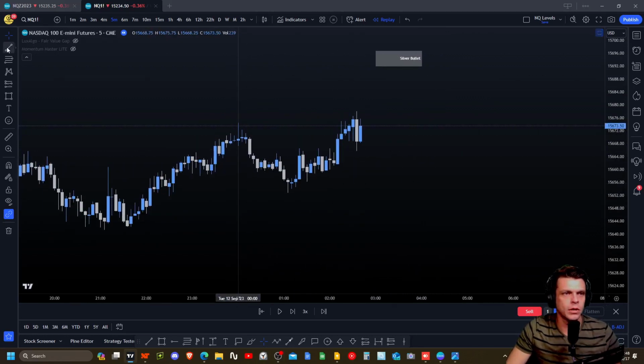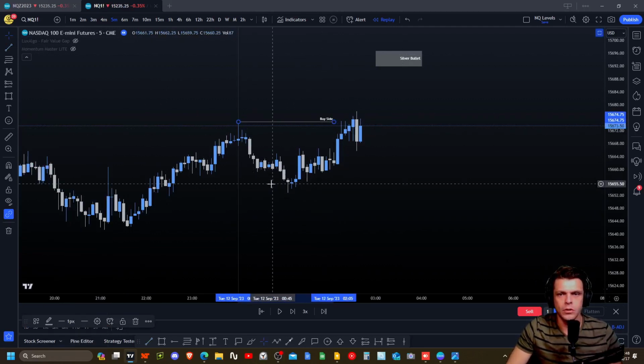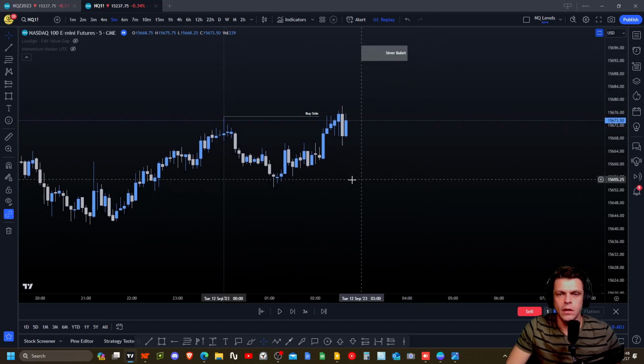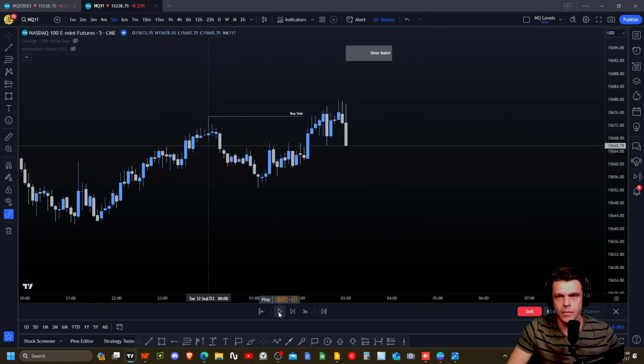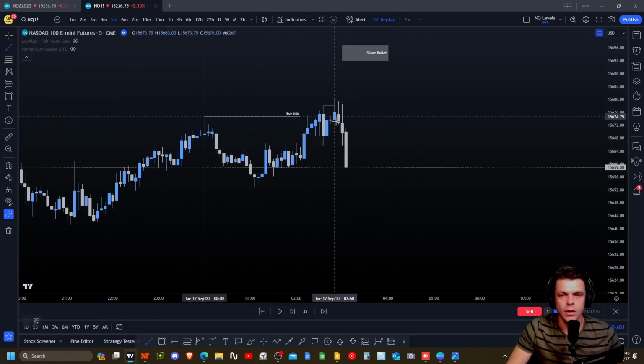As we can see, we had a high right here. So this is the buy side liquidity. The price action traded into the buy side liquidity. We don't have any displacement yet. So let's see what happens. Okay, so right there, we poked into the liquidity above this high as well. So that is a good sign to potentially go short.